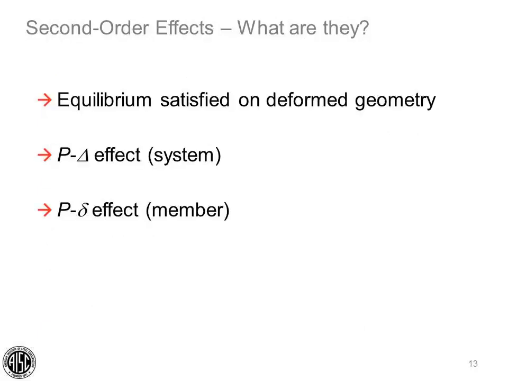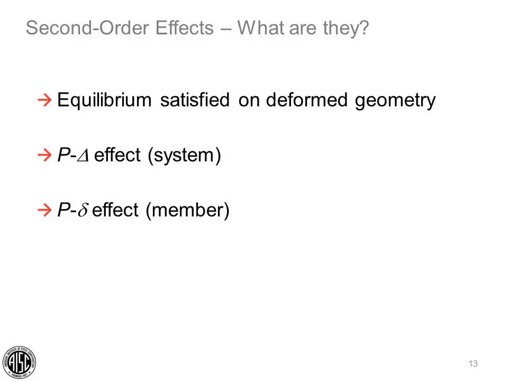We'll be talking a lot today about second order effects, so first I want to start with the basics to make sure we're all on the same page regarding second order effects. Second order effects result from the displacement of the structural frame and also from the curvature of the individual members. Equilibrium must be satisfied on the deformed geometry of the structure. These include both system level effects and member level effects.